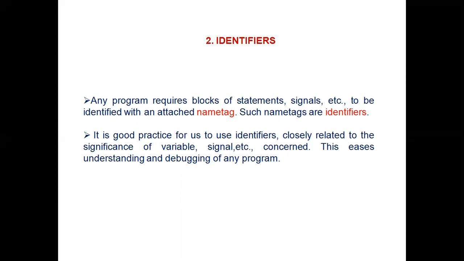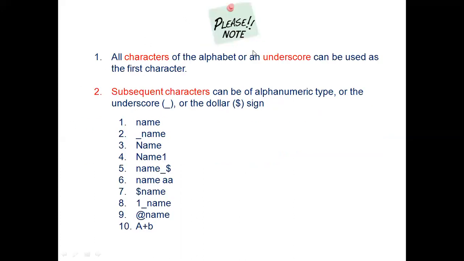Okay. Next. Please make a note of all these points. So first one: all characters of the alphabet or an underscore can be used as the first character. Whenever you are mentioning the name tag, what is the rule? All characters of the alphabet or an underscore can be used as the first character. So the first character can be a character of the alphabet, either small letters or capital letters, or it can be an underscore.